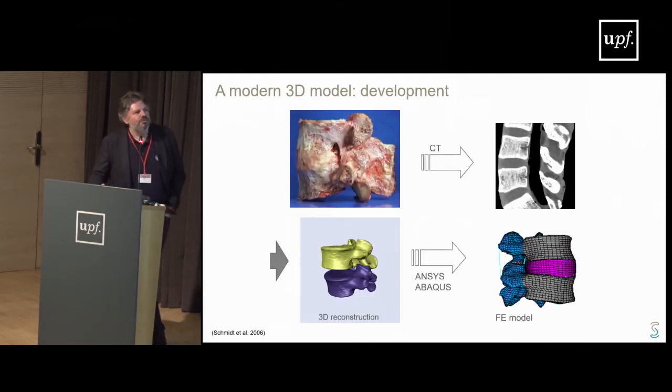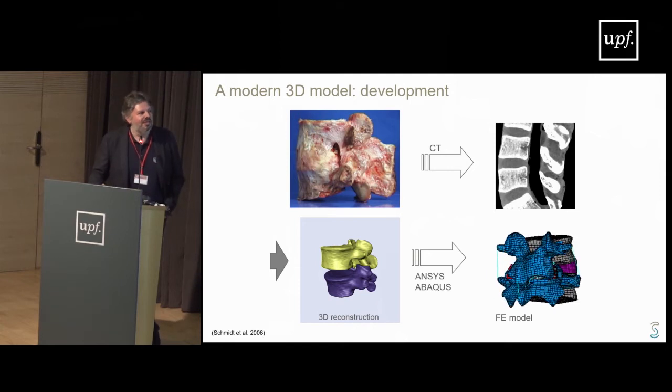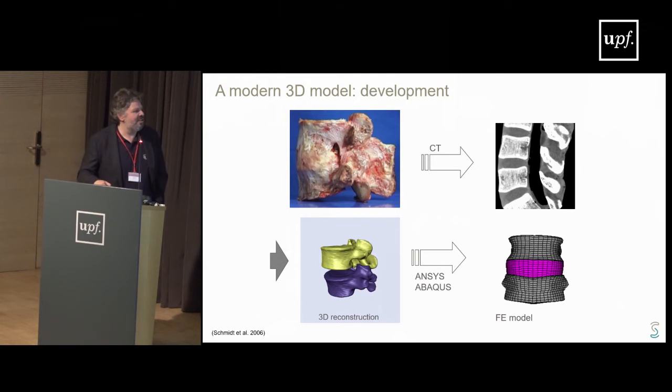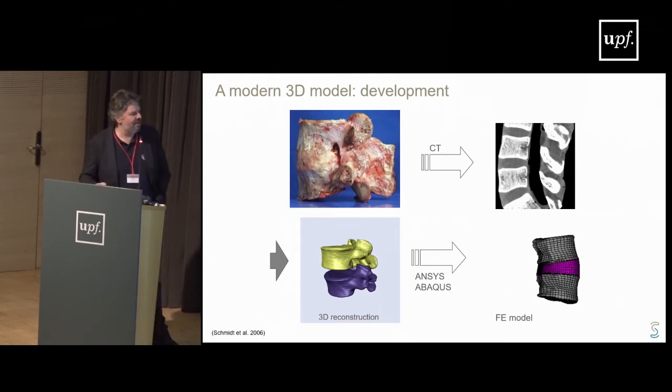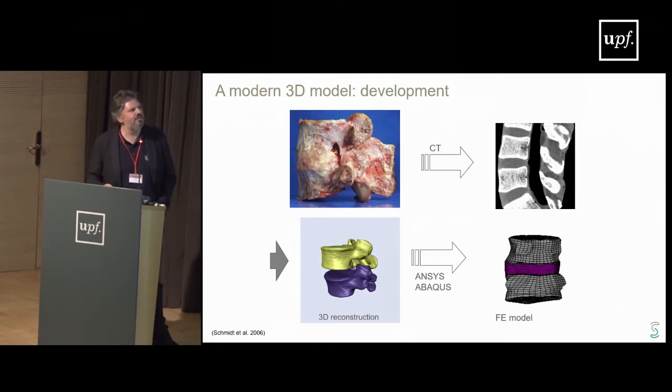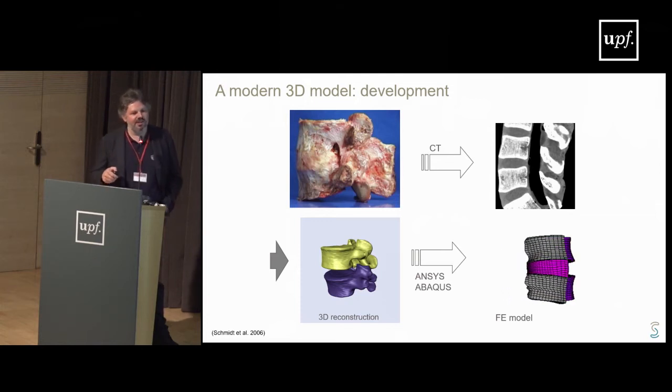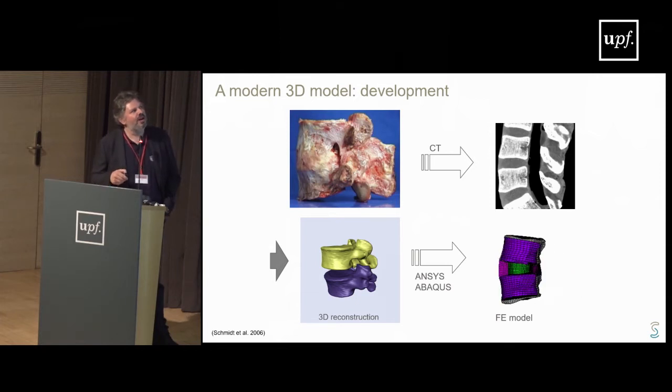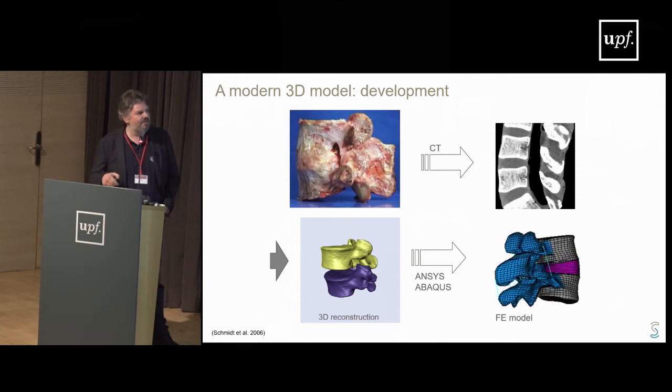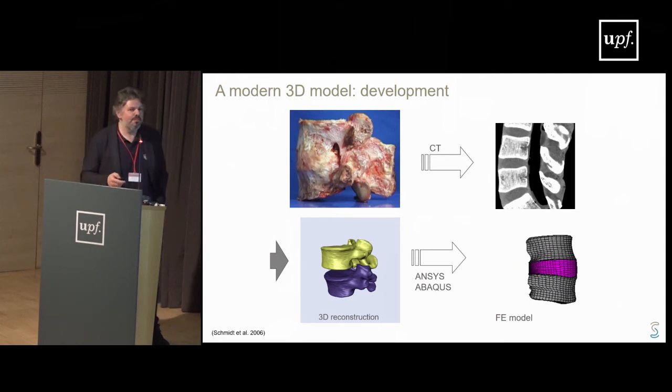So I'll now show you some examples from a modern model that was developed in 2006 by my former colleague and also friend, Hendrik Schmidt, at the University of Ulm. It's a model of L4, L5. So the idea is starting from a human specimen, we have vertebra L4, L5, and the disc. Take a CT scan, perform a standard 3D reconstruction, and then build a structural model with only hexahedral elements.